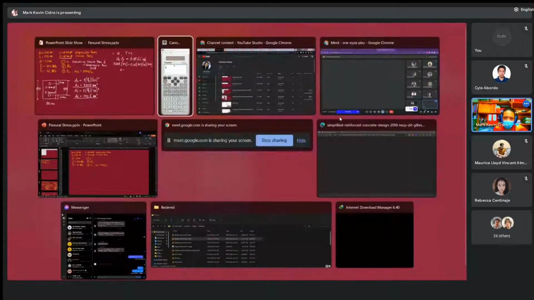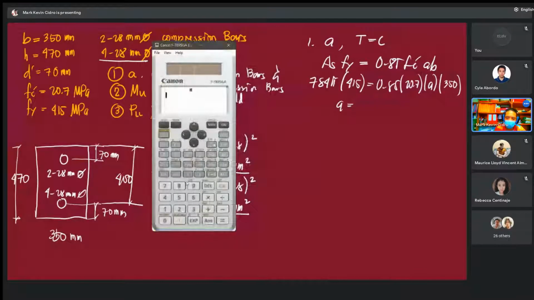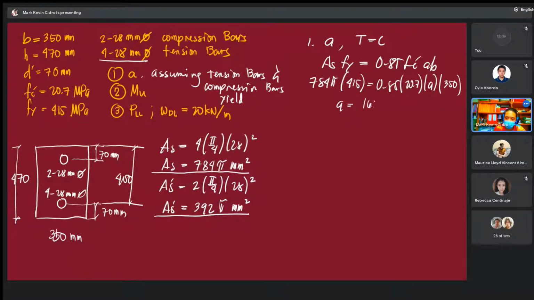A equals 784 pi multiplied by 415, divided by 0.85 times 20.7 times 350. You can solve for the value of A. That is 165.98 mm. Did you get the same answer? Yes, sir.